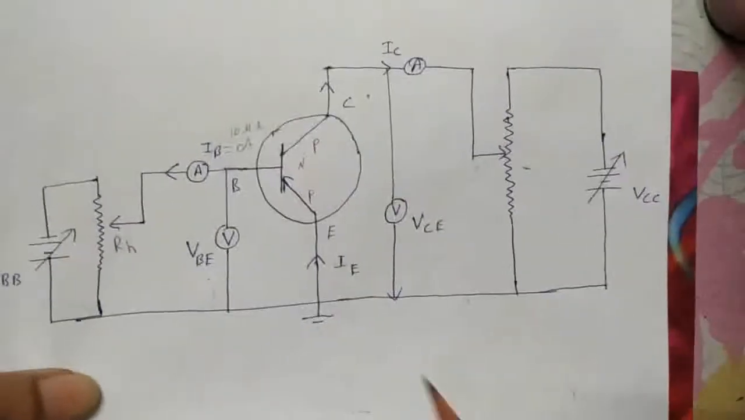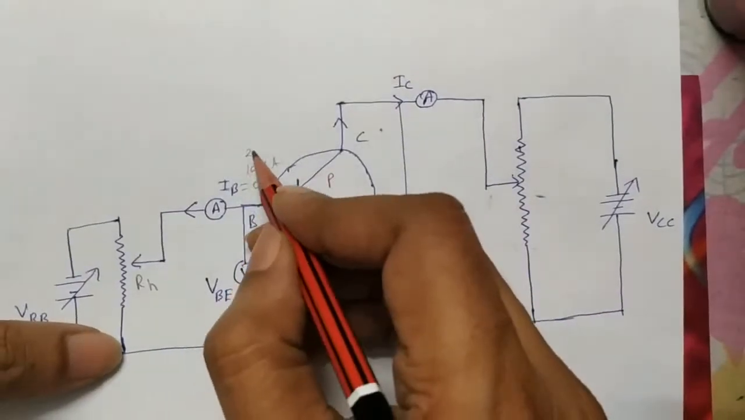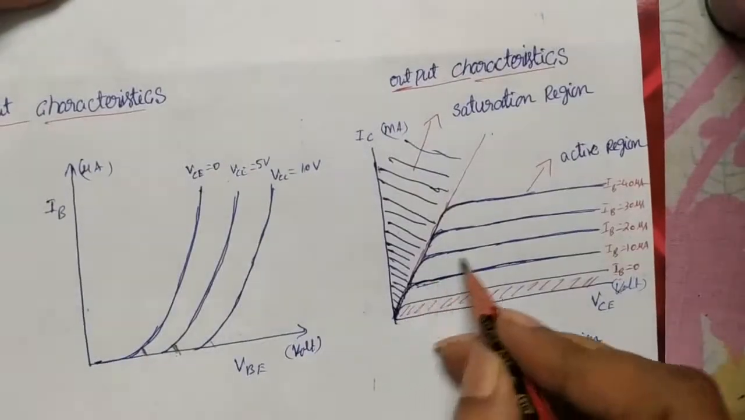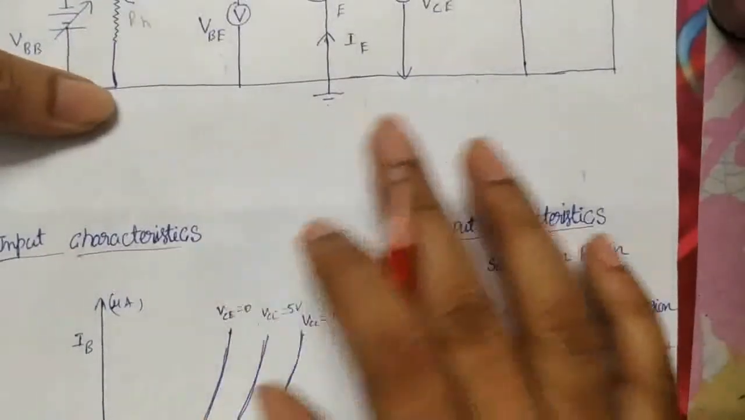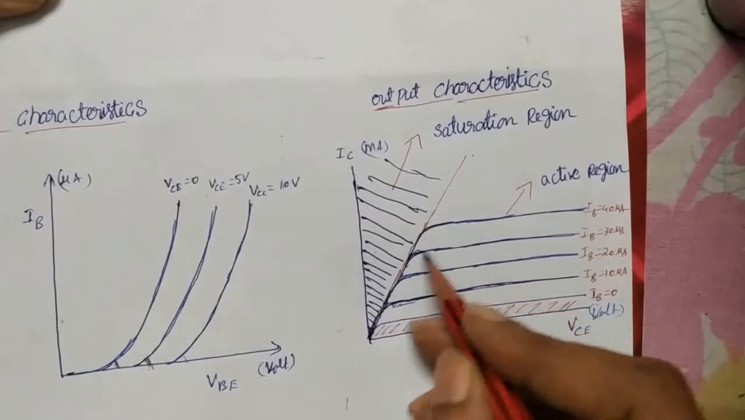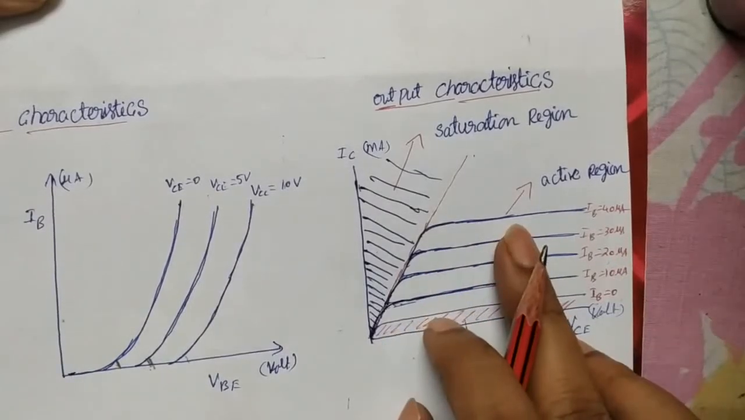Again, what they are doing: this input current increases to 20 microamps. Again they try to draw the output characteristics. What are the output characteristics here? We get more current. Whenever input current increases, output current also increases. And we get similar graphs like this with higher currents.